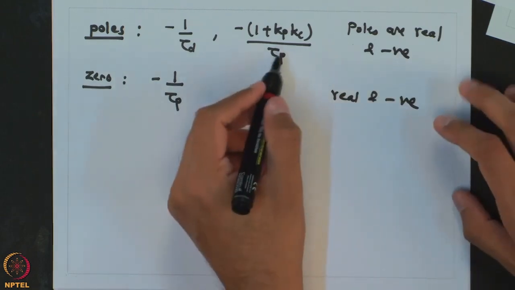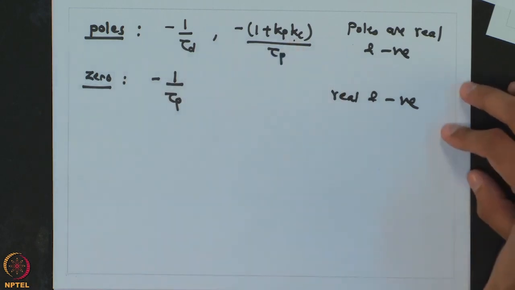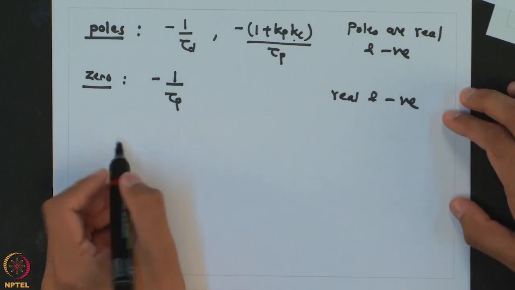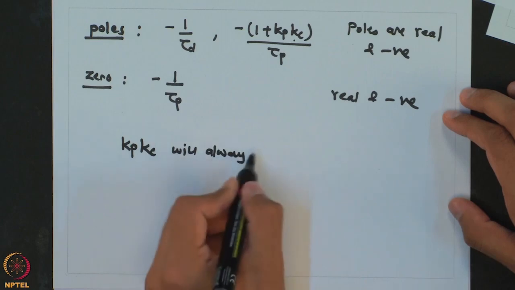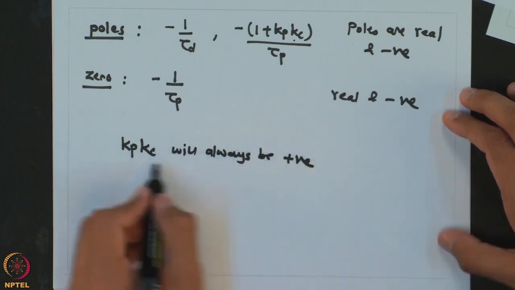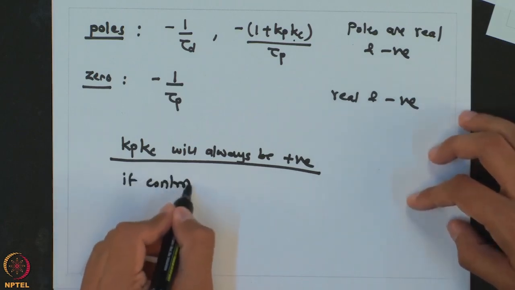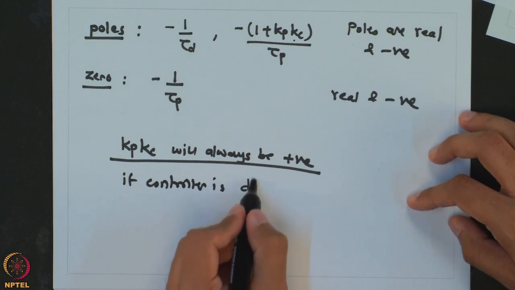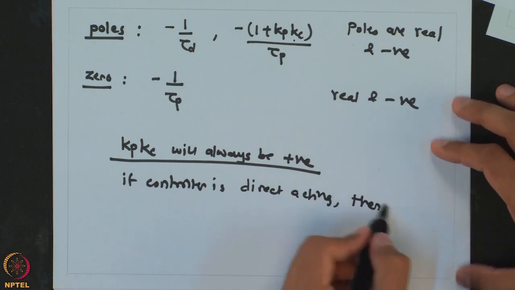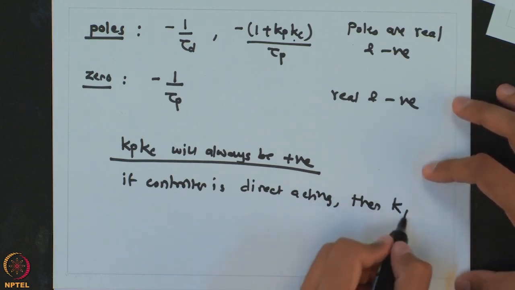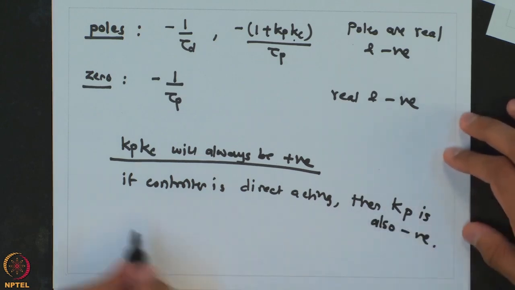Now here let me make a comment that earlier we had seen that this KC can be positive or negative, but let me tell you that KPKC will always be positive in these cases. That is because if the controller is direct acting, then the manipulated variable gain is also negative.